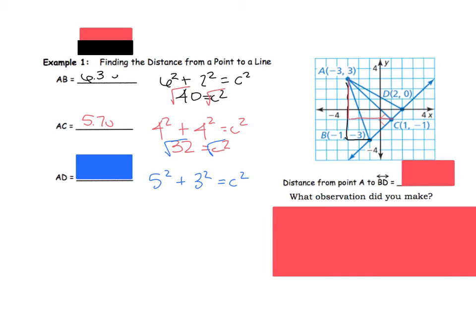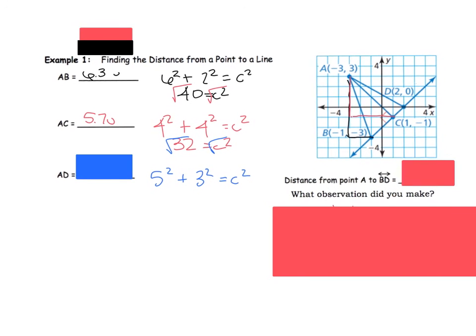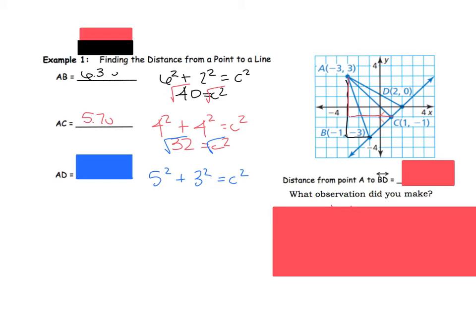And then the last one that we have is AD. AD is here, and here's the right triangle I drew for that. Those measurements were 5 and 3. So I get 5 squared plus 3 squared, which is 34. So I get 34 equals c squared, and the square root of 34 gives me 5.8.